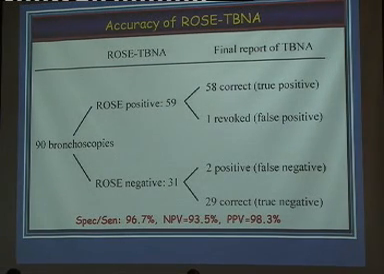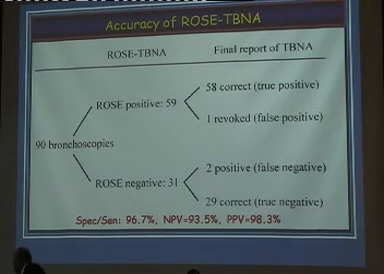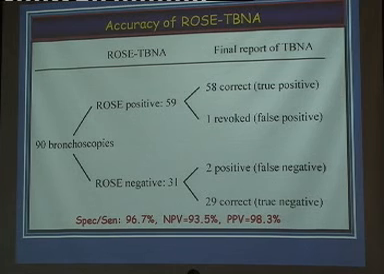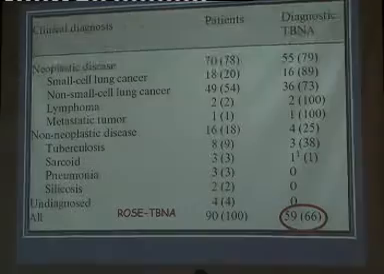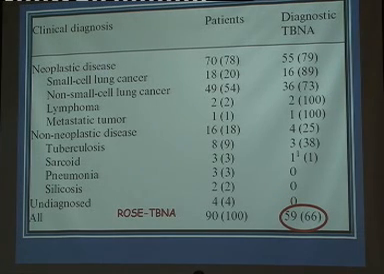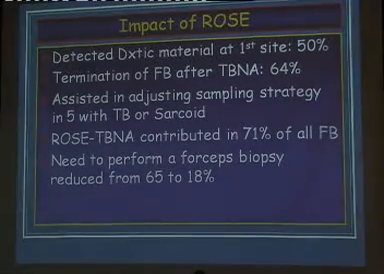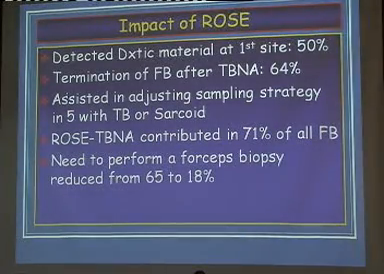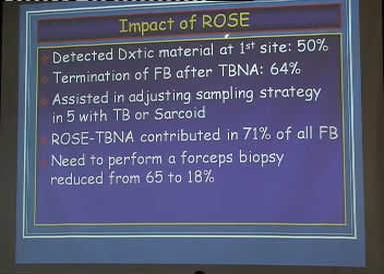Sensitivity of TBNA using ROSE was 96%, negative predictive value was 93%, and positive predictive value was 98%, as shown by Dr. Bolliger in this particular study. Because of the time, I will not take you through the entire detail, but accuracy of ROSE TBNA is pointed out to you here in this particular line underneath the slide. 59 of 66 patients were diagnostic when ROSE was used in this particular group in a prospective fashion with ROSE TBNA. So the impact of ROSE in this particular study was they detected diagnostic material the first time.